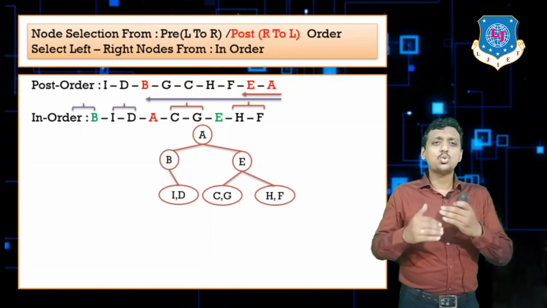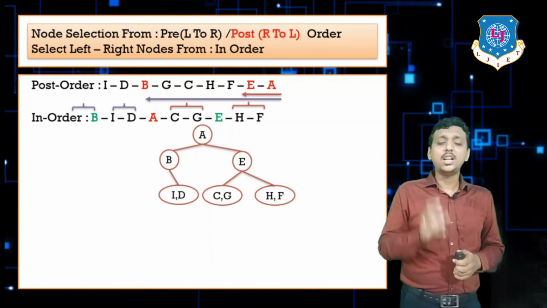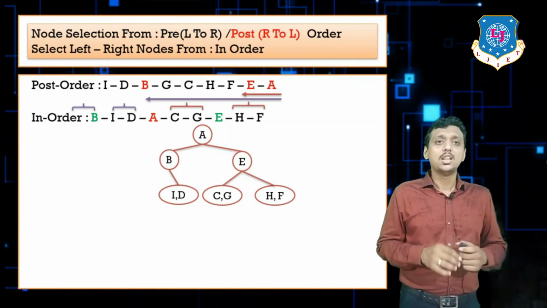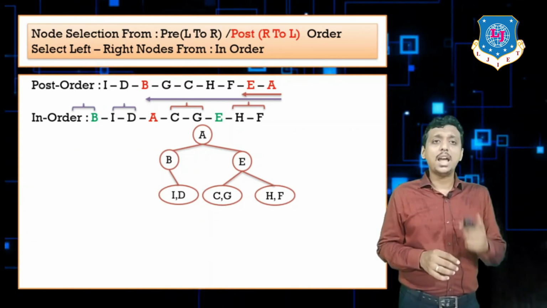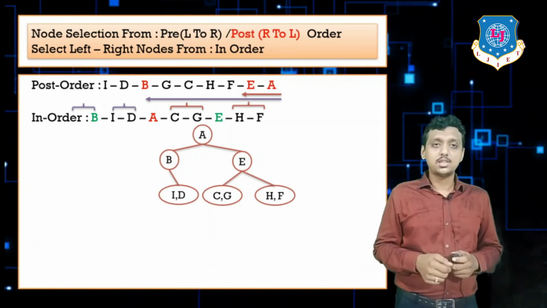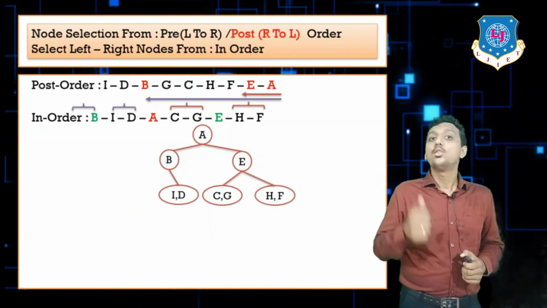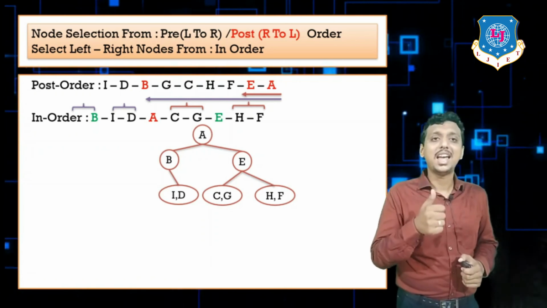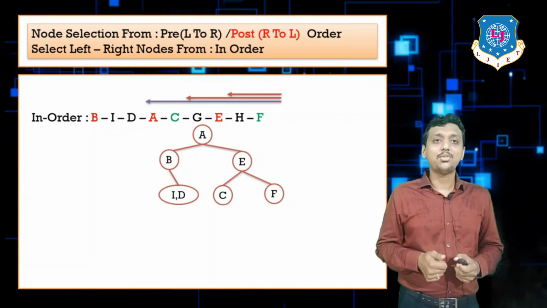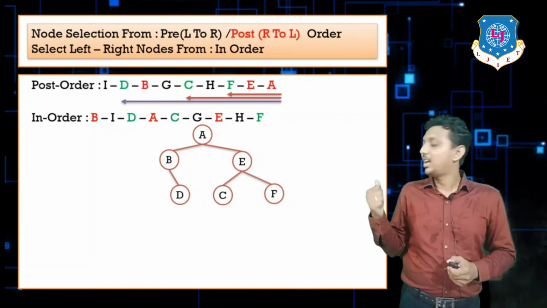Okay. Now again, I'm just showing you from the right side of the post-order. So here, I need to select a node from the right side of the post-order sequence. Okay. So from I and D, I should select node D first. And from C, G, I need to select C. From H, F, I need to select F. Okay, so here it is. That is the first selecting F, then selecting C, and then selecting D. So this is my tree.